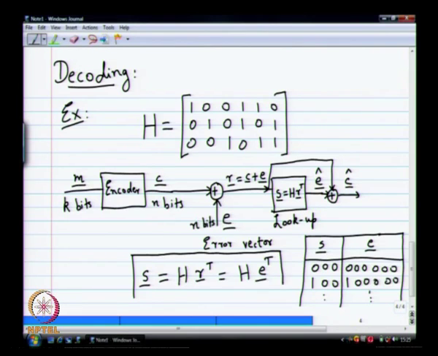guy, S equals H times E transpose. Okay. You have n minus k equations, okay, and you are solving for the vector E. Okay. So, if you have a distribution for E, you can do a maximum likelihood kind of solution, find out the most likely error vector.